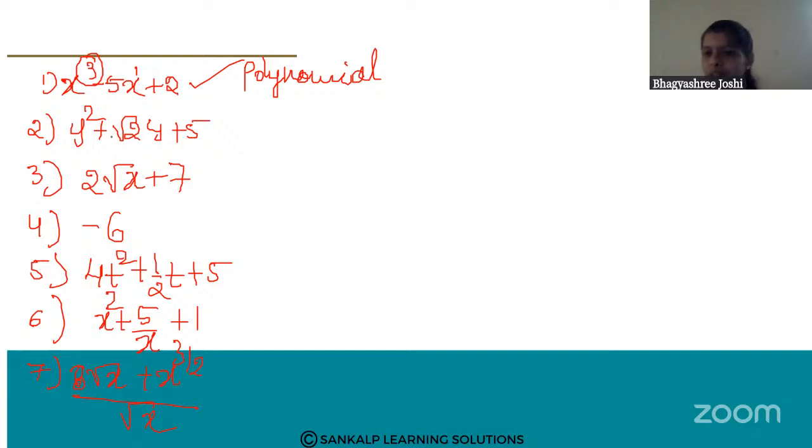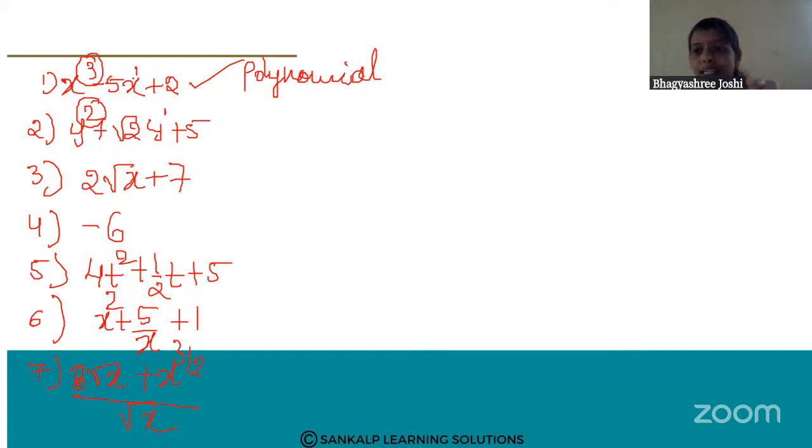Next, observe the second expression. Is it a polynomial? Yes. The second one is a polynomial. Yes, very fine answer. All students are saying the correct answer. Y square means the degree of y is 2 here. It is a whole number. Here the degree of y is 1. So don't look at the coefficient here. Only you have to observe the power of the variable, right?